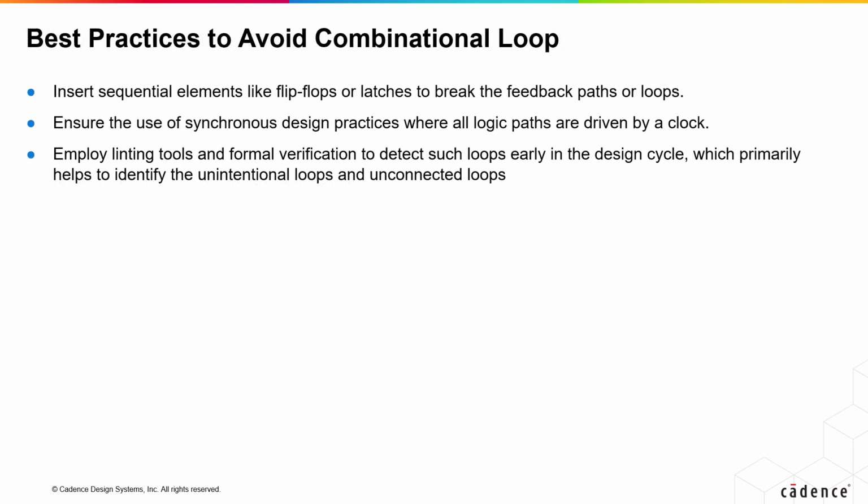These are some of the best ways to prevent the creation of combinational loops in the design. These include inserting sequential elements into the loop, ensuring that there is a sequential element in the paths driven by clocks, and using features like linting in EDA tools, along with formal verification to check for unintentional or unintended loops.